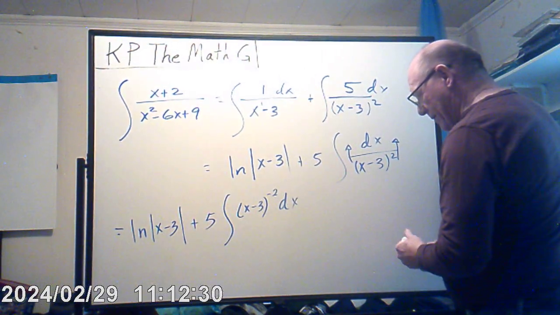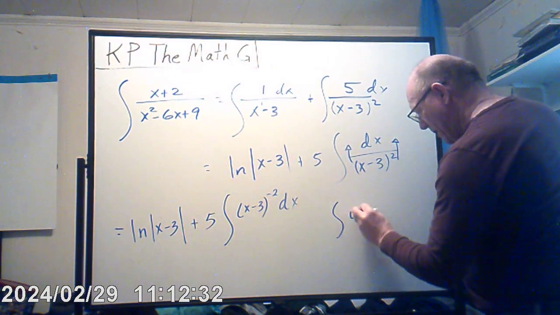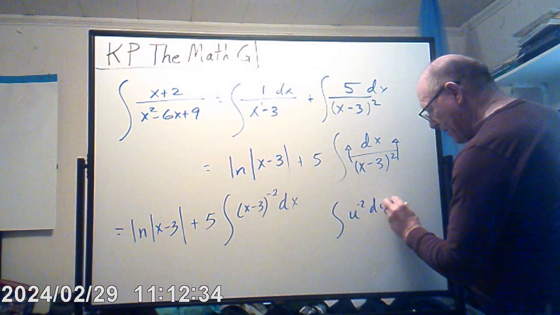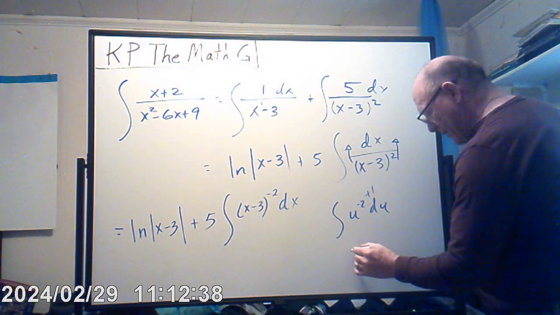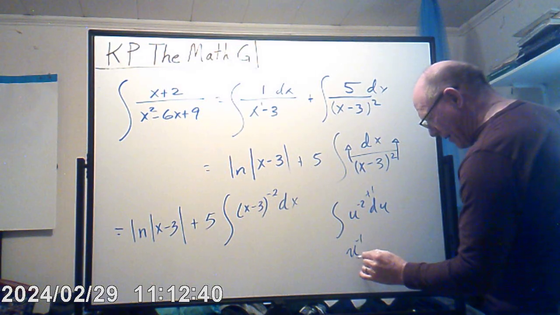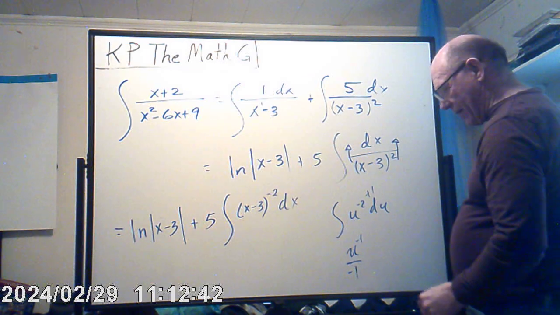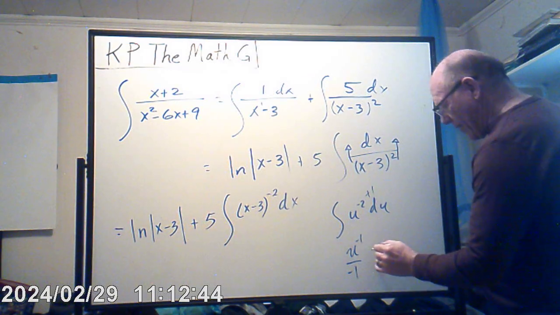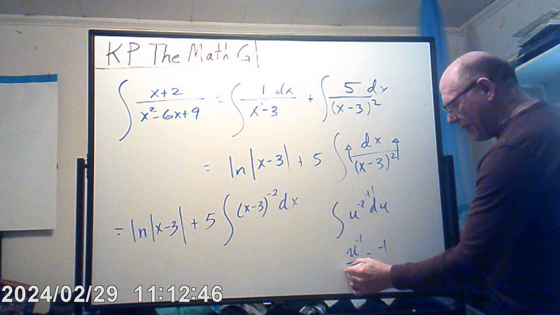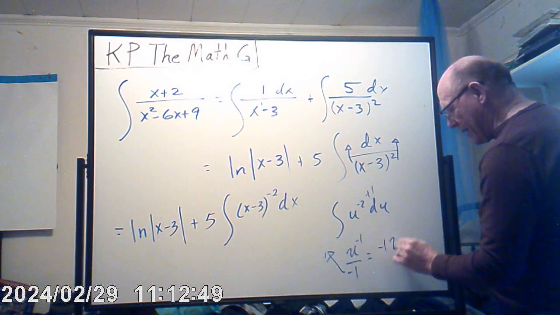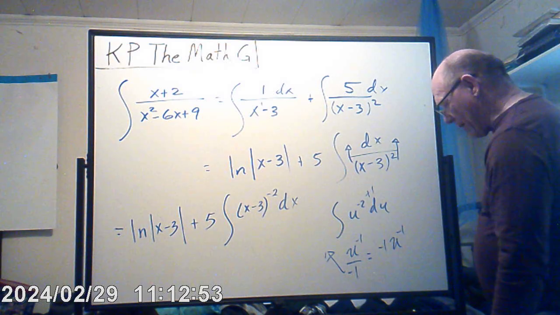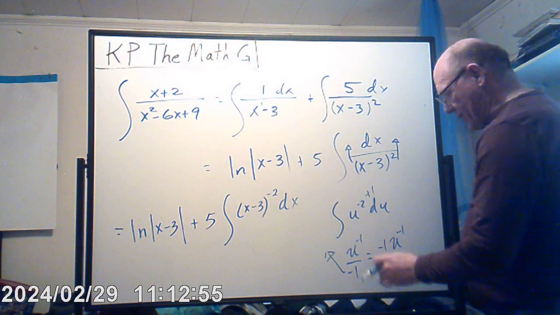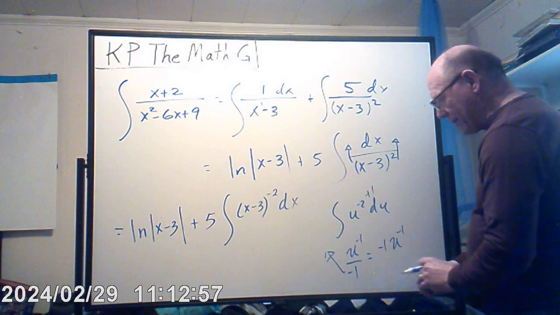If I integrate u to the negative 2 du, remember, you're adding 1 to that. So now it's equal to u to the negative 1 over negative 1, right? And then we can put the negative 1 out in front. So negative 1 u to the negative 1 there. Okay, so this is what I have.